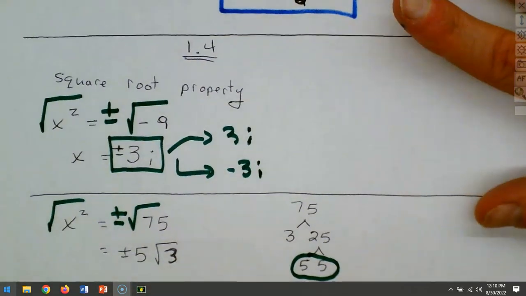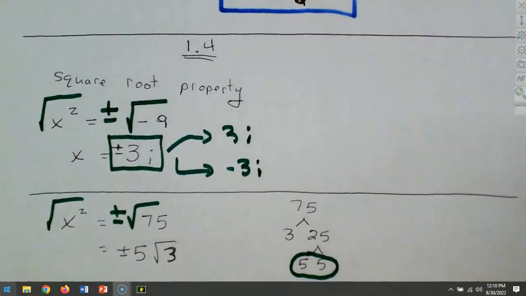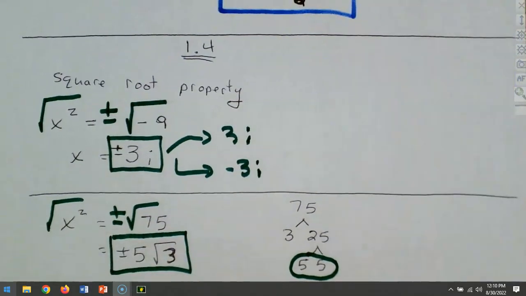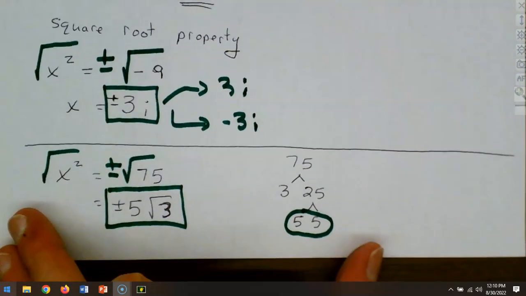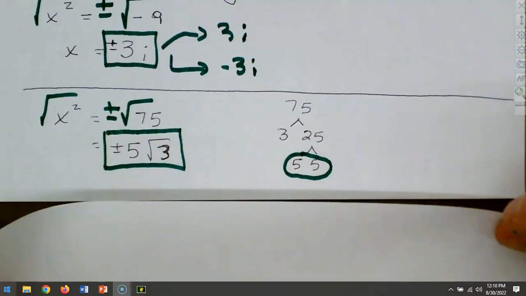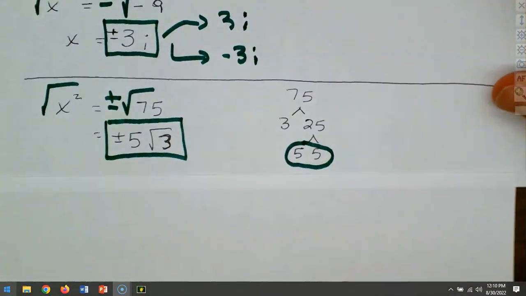Is there an i in this at all? No, why not? Because 75 was positive, right? This is a real number. Why is it real? Because there's no i on it at all. So it's a real number. Now let's move on. And we're going to do 2 of these where we have parentheses.